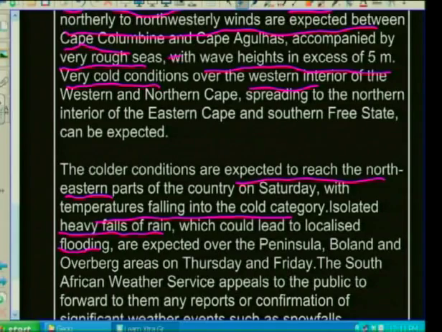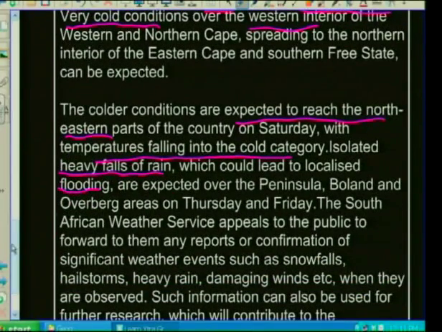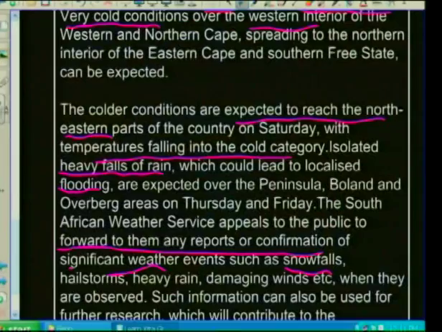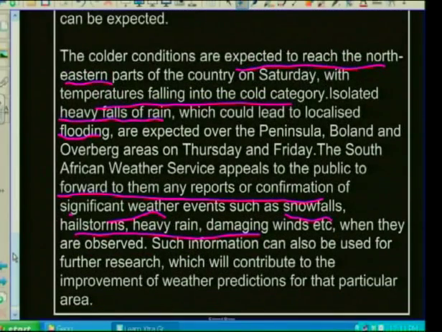And on Thursday and Friday, the South African Weather Services appeals to the public to forward them any reports of confirmation of significant weather events such as snowfalls. Getting information from the public, taking precautionary measures is necessary. Okay? Hailstorms, heavy rain, and damaging winds. These are the weather conditions. When they are observed, such information can be used for further research, which will contribute to improvement in the weather predictions for that particular area.